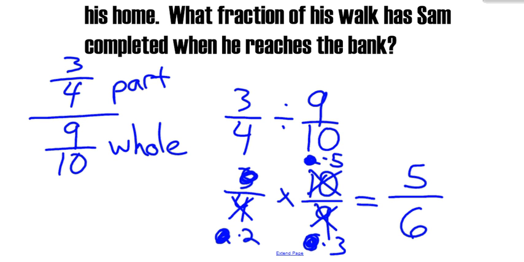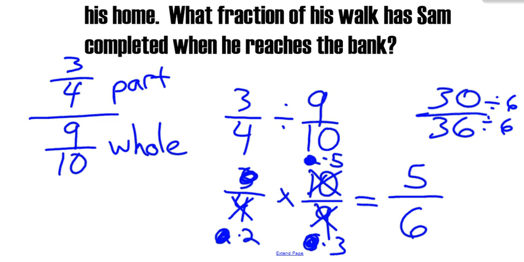And so in the end, what fraction of his walk? He's done 5/6 of his walk. Don't believe me? Okay, 3 times 10 is 30, right? And 4 times 9 is 36, which means I can take a 6 out of both of them, divide by 6, divide by 6, and of course you're going to come away with an answer of 5/6. So both processes would have gotten you to this correct answer.